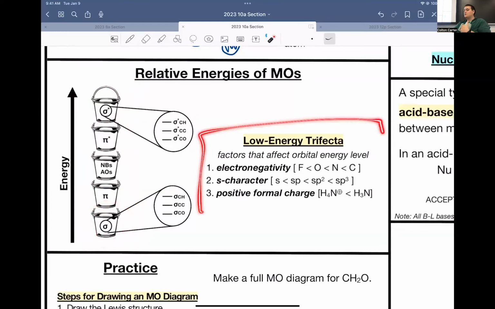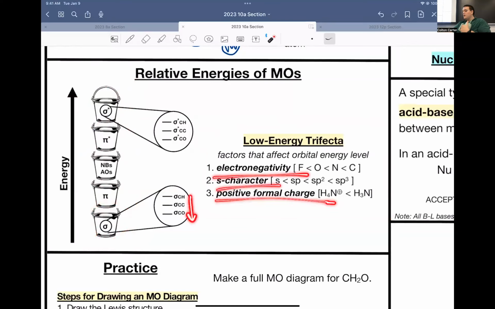But then within each of these buckets, the thing that determines what's higher or lower in energy is this low energy trifecta. So things more electronegative, more S character, more positive formal charge are going to be lower in energy. So here you have sigma CO lower in energy than sigma CC because O is more electronegative. And then same, hydrogen is the highest of these sigmas because it's least electronegative. But the sigma CO is the lowest energy overall.